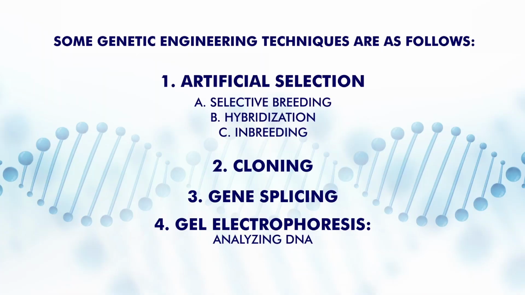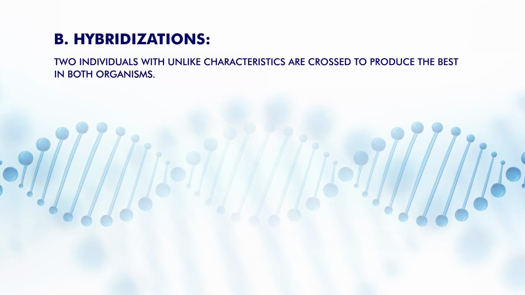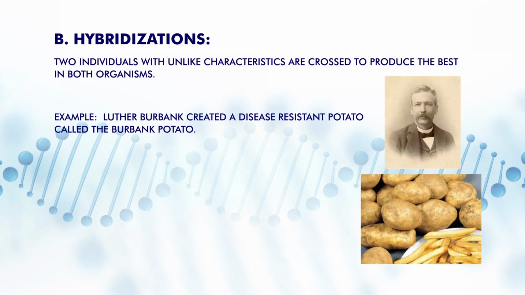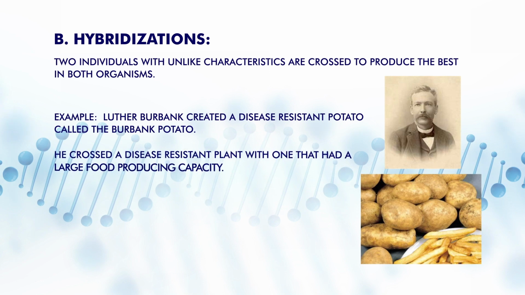The first technique is selective breeding. From the name itself, here the selected organisms are bred with one another. The second technique is hybridization. Herein, 2 individuals with unlike characteristics are crossed to produce the best in both organisms. For example, Luther Burbank created a disease resistant potato which was called the Burbank potato. He crossed a disease resistant plant with one that had a large food producing capacity.